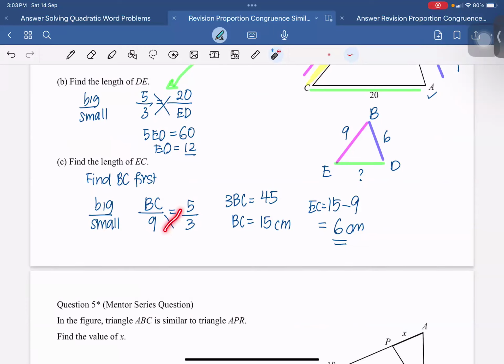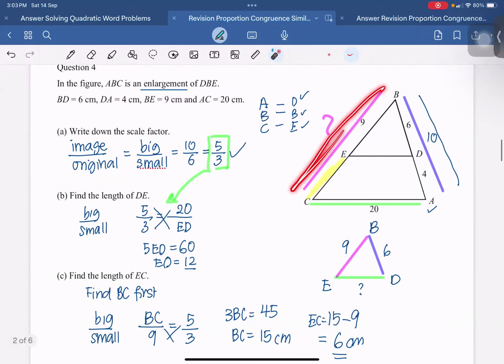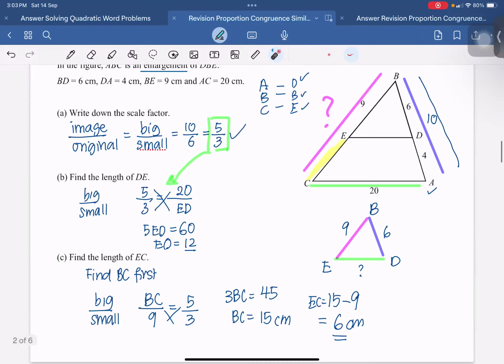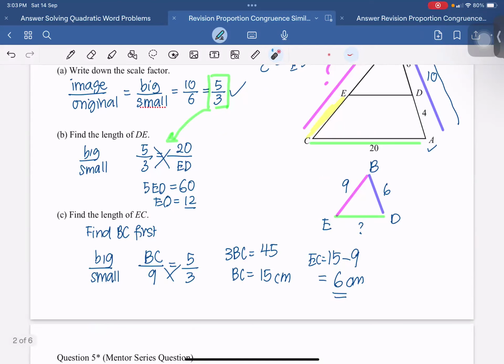Then we cross multiply here, Harif. So 3 times BC gives you 3 BC, 9 times 5 gives you 45. Then we divide by 3 to give me 15. So after I know the whole thing is 15 already, this part is 9. How to find EC? We minus away. Can? Sure, I confirm. Exam will come out now.